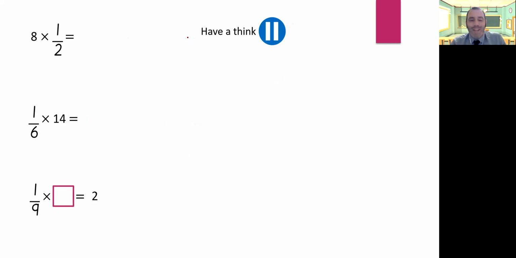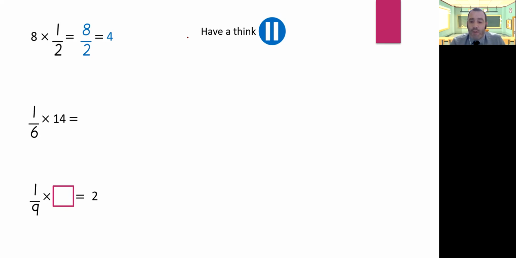Okay, let's go through. 8 times 1/2 gives us 8 halves. And then dividing 2 into 8, it'll give me 4. So I've got 4 as my answer. There's no leftovers, there's no remainders if we've used the bus stop method to divide. So that's all we need to have.